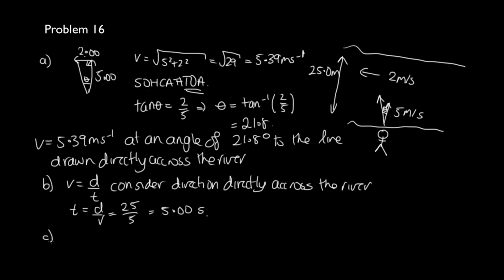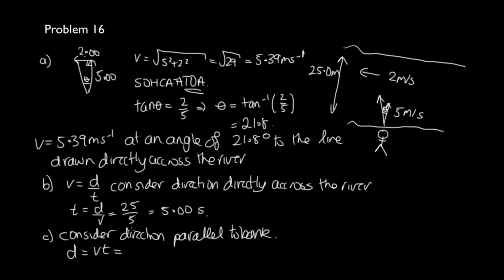Part C, we've then got the question, how far downstream does your friend end up? So in this case, we're going to consider the direction parallel to the bank. And in this case we want to know the distance, so rearranging this equation here, we've got distance is equal to velocity times time. Now the velocity parallel to the bank is 2 meters per second and the time is the 5, so this is equal to 10 meters downstream.